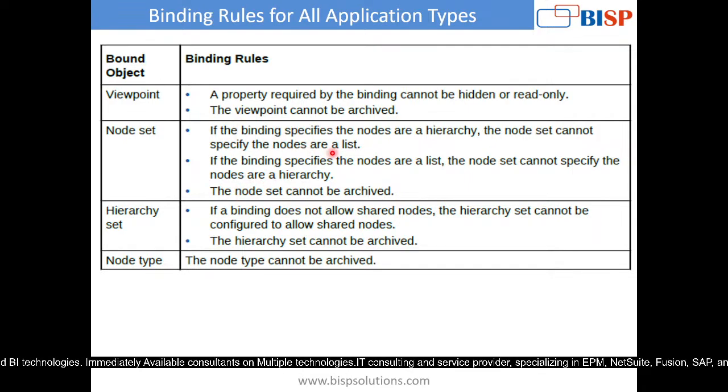Suppose the binding specifies the nodes as hierarchy; if it is already hierarchy, we cannot set it to list, and vice versa. Okay, and the node set cannot be archived. Similarly with the hierarchy set, if the binding does not allow shared nodes, the hierarchy set cannot be configured to allow them. As you know, shared nodes can be present under different parents but within the same viewpoint. And the hierarchy set cannot be archived, and the node type cannot be archived either.